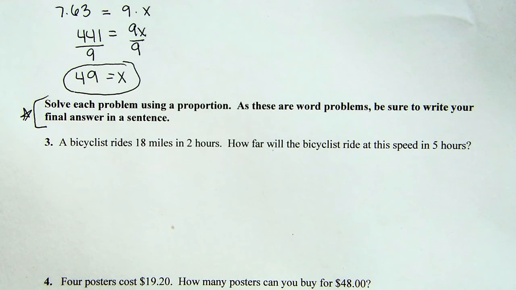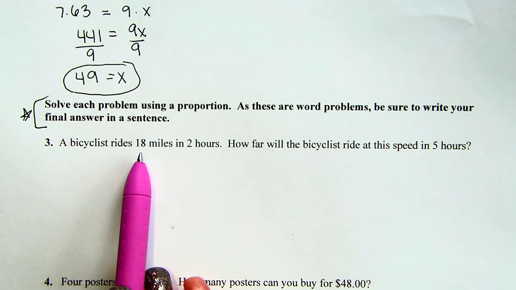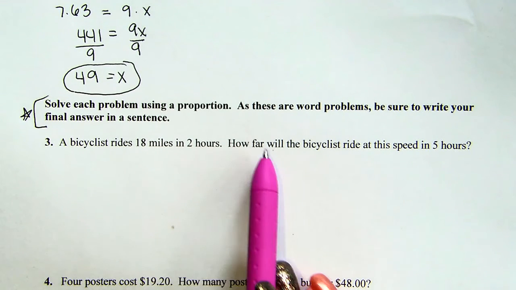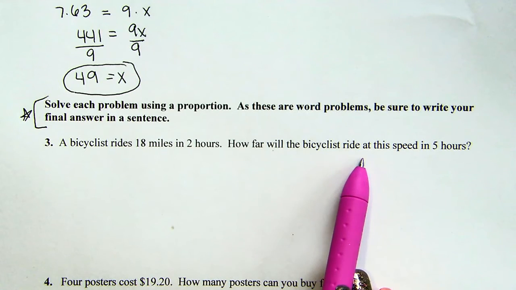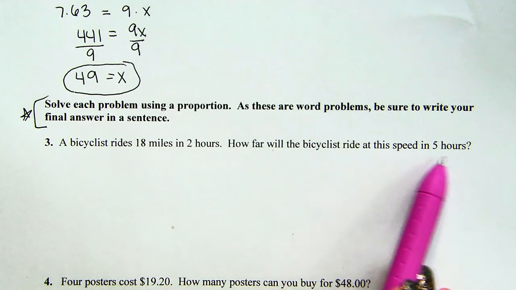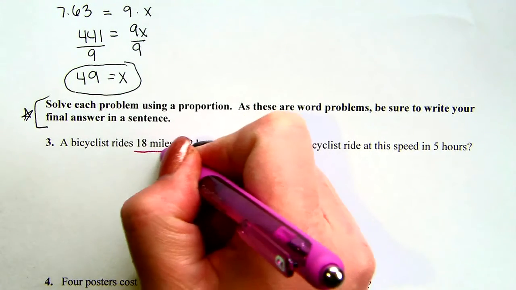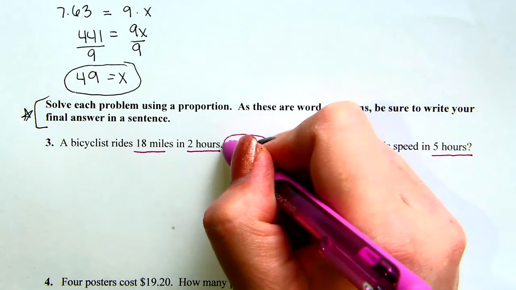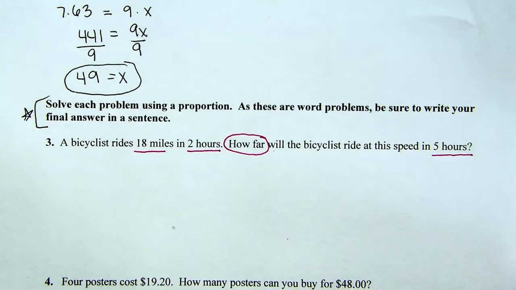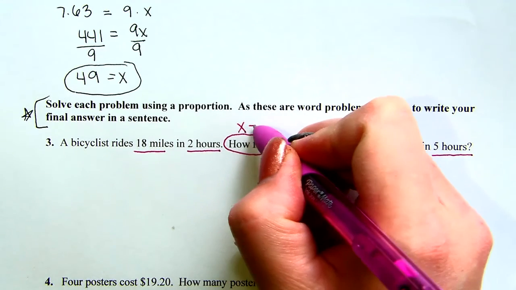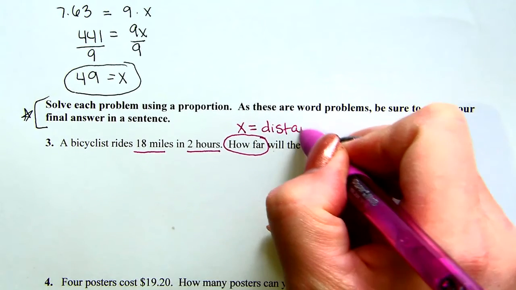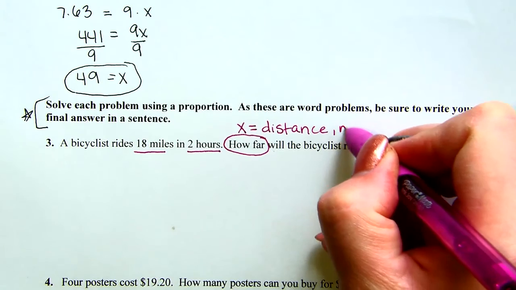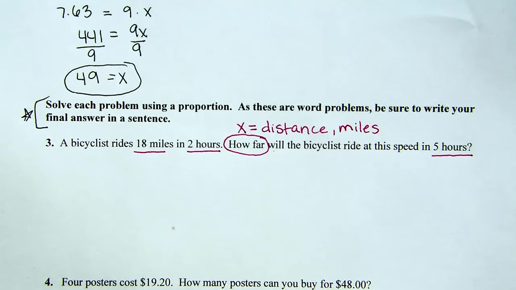of our problem. Now our problem says a bicyclist rides 18 miles in 2 hours. How far will the bicyclist ride at this speed in 5 hours? Okay. So here we have 18 miles, 2 hours, we have 5 hours, and it's asking us how far. Since it says how far, our variable is going to equal distance, and in this case our distance was the word miles. So we're going to be looking at x number of miles.